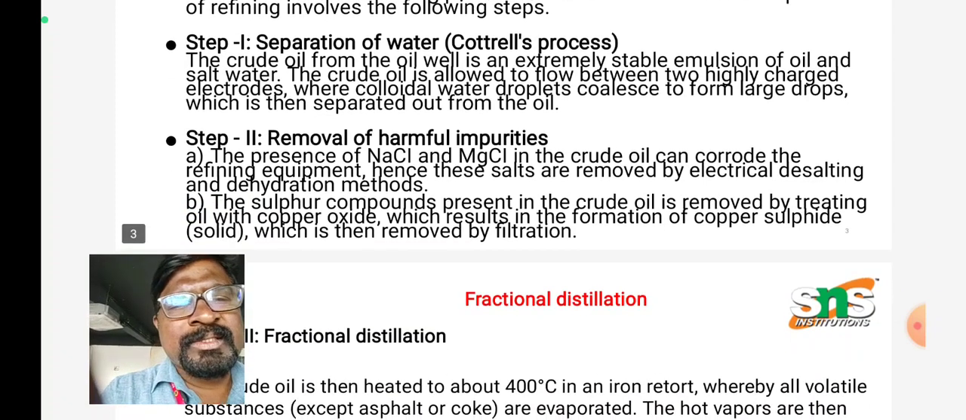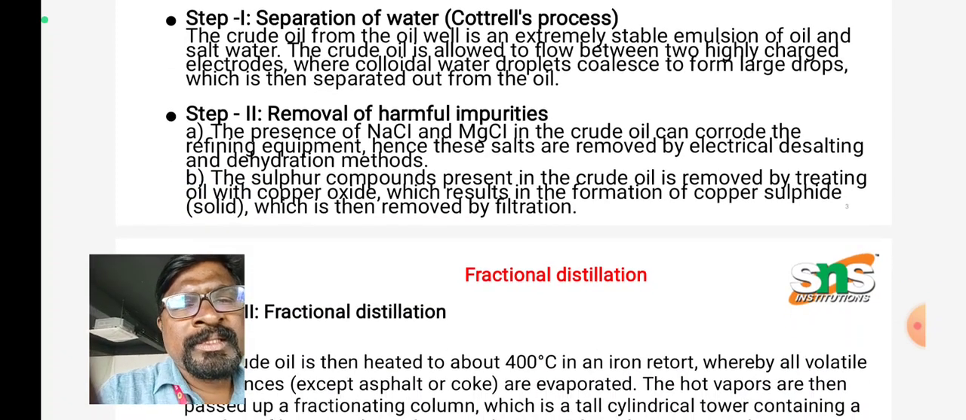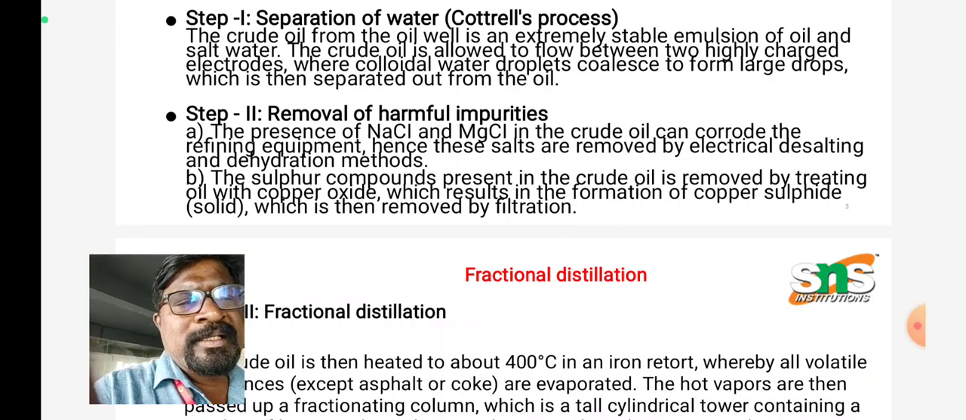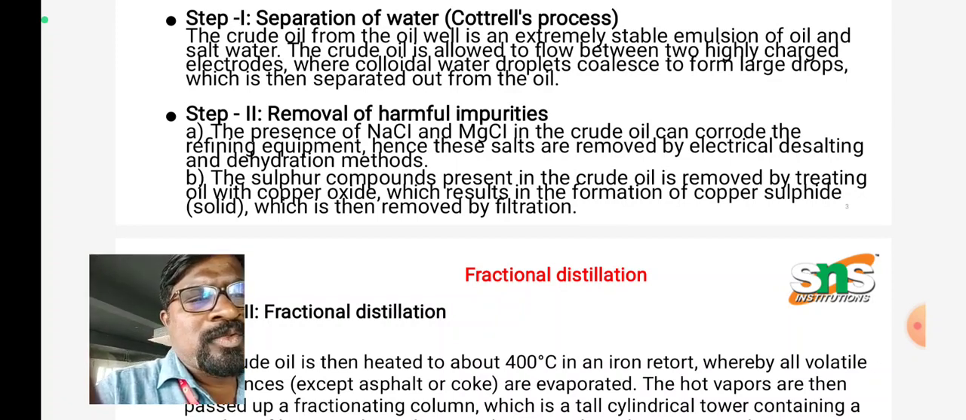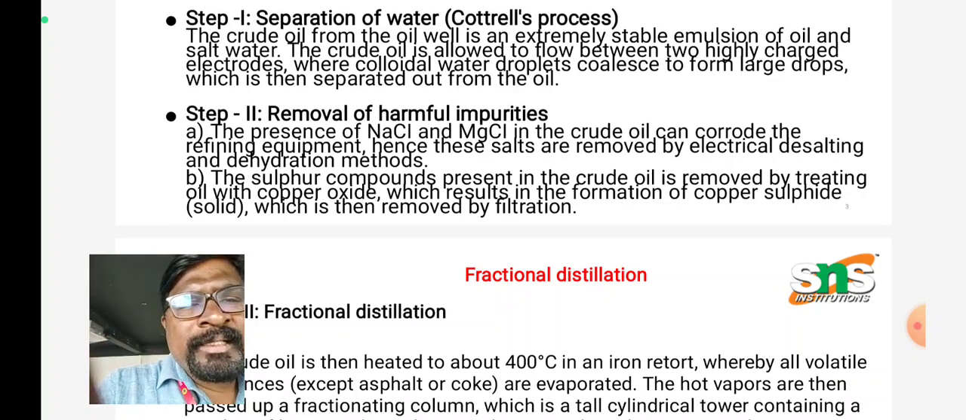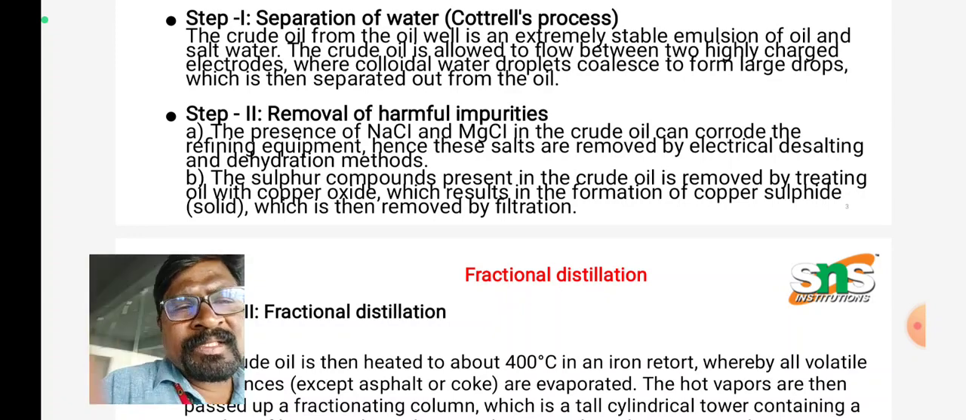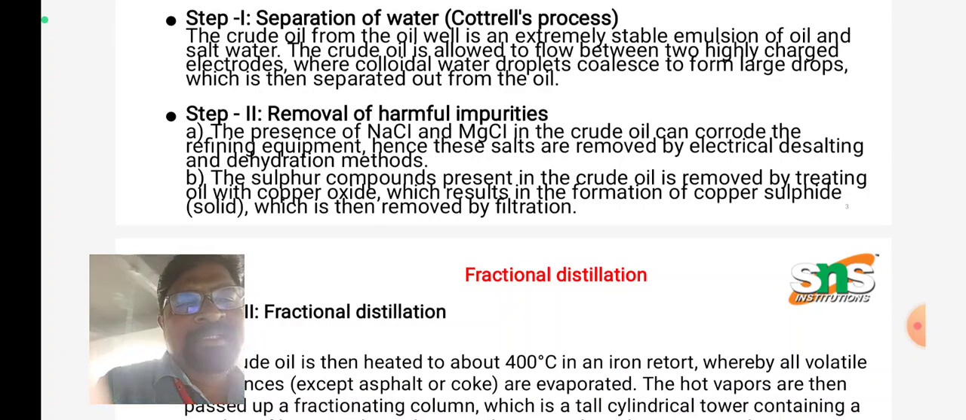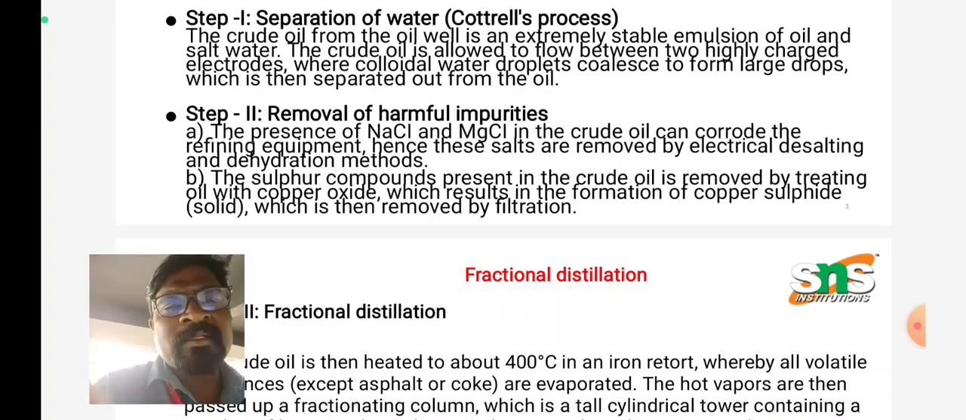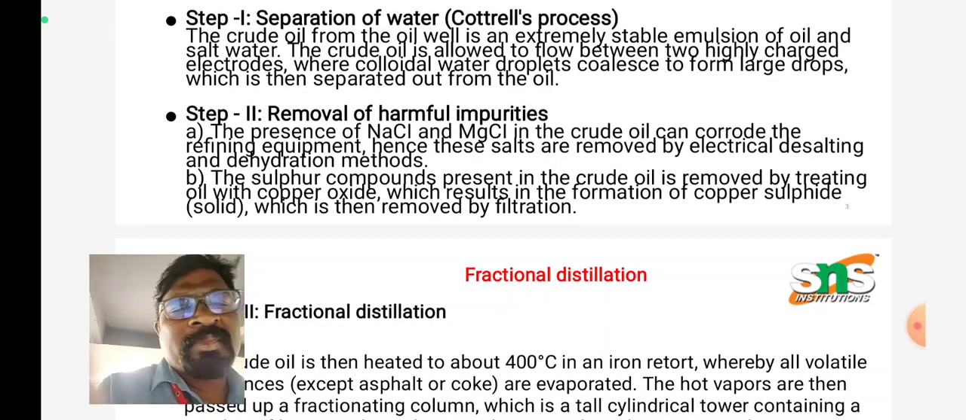And the second process is the removal of harmful impurities. The presence of NaCl and MgCl in the crude oil corrodes the refining equipment, hence these are also removed by electrical desalting and dehydration methods. The sulfur compounds present in the crude oil are removed by treating the oil with copper oxide, which results in the formation of copper sulfate, which is then removed by filtration.